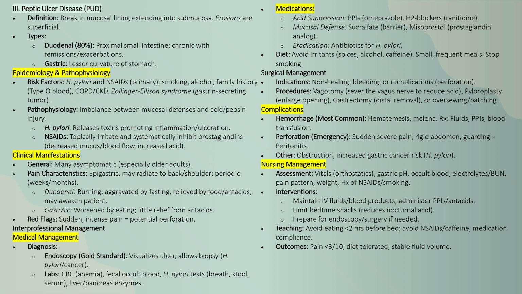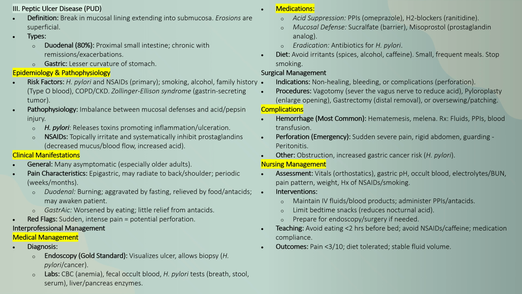Complications: the most common is GI hemorrhage, with symptoms like hematemesis, vomiting blood, and melena, black tarry stool. Treatment is fluid resuscitation, PPIs, and blood transfusions. The most common reason for emergency surgery is perforation. Symptoms are sudden, intense abdominal pain, rigid abdomen, and abdominal guarding, which can lead to peritonitis.